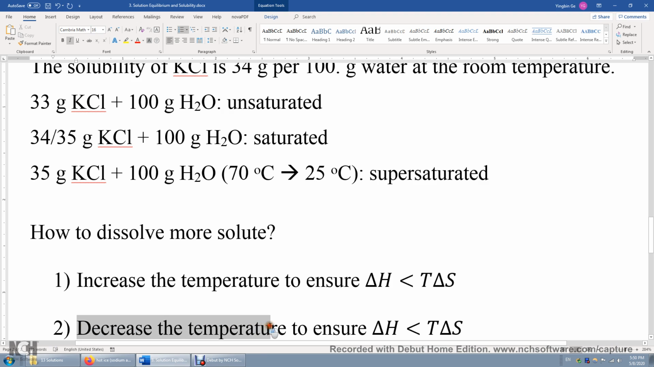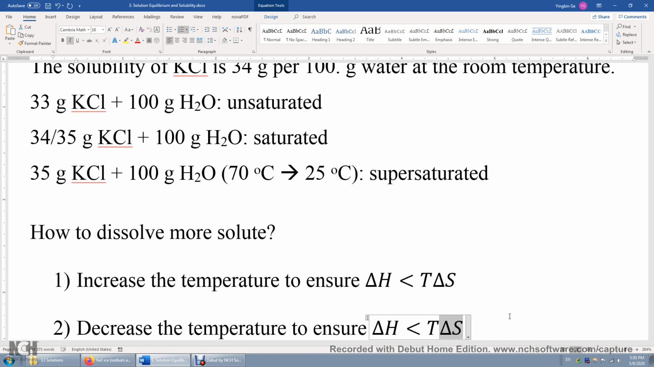And then I'm going to contradict myself. Sometimes you could decrease the temperature. All right. So for some rare cases, really rare cases, when you dissolve a salt in water, the entropy of the system actually decreases. How is that possible?